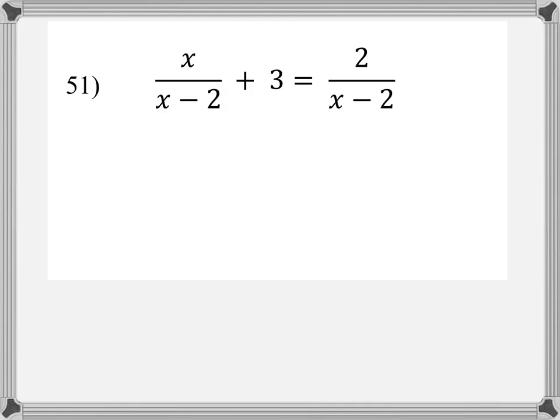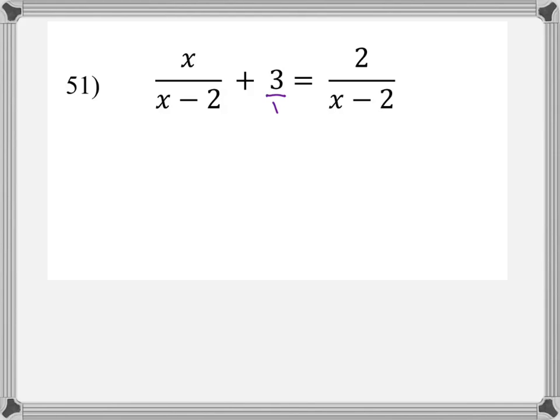Okay, let's look at another problem. x/(x-2) + 3 = 2/(x-2). Here we see two rational terms, and then we see plus 3, but we can write the 3 as a rational expression by putting it over 1.